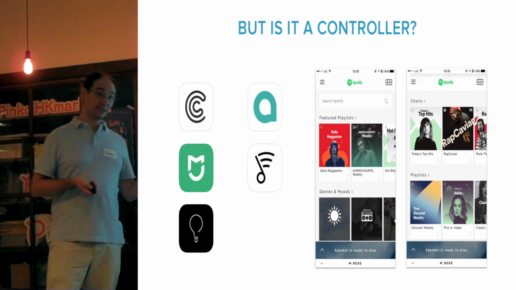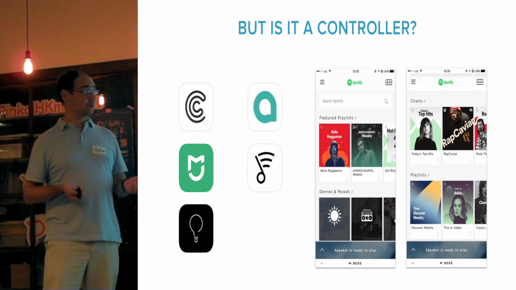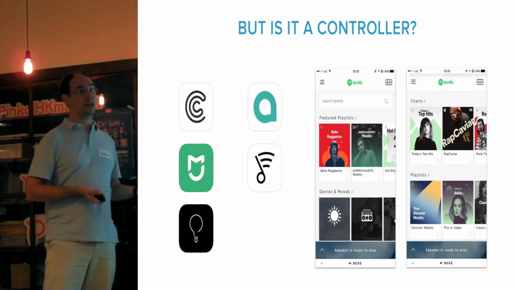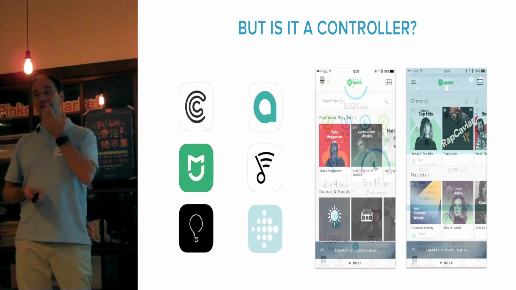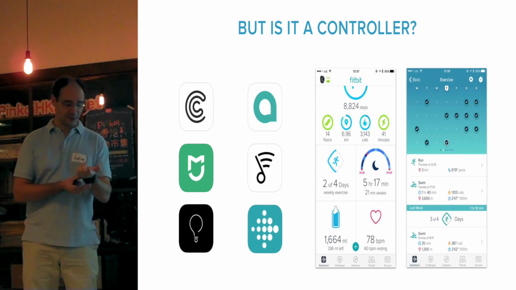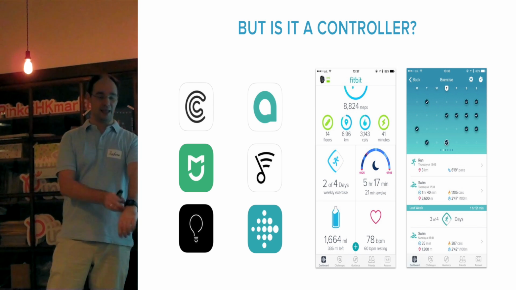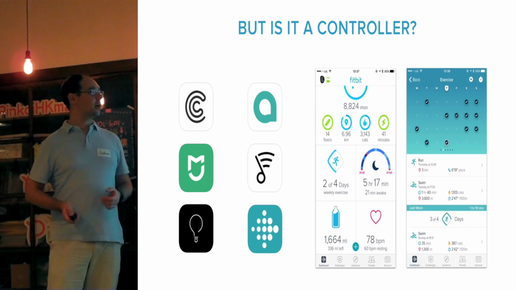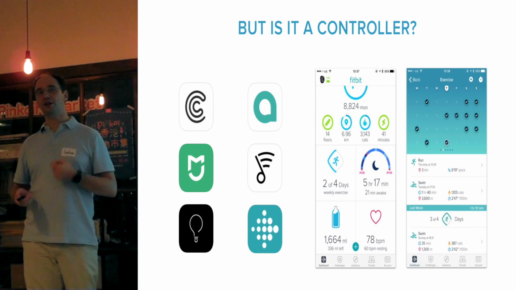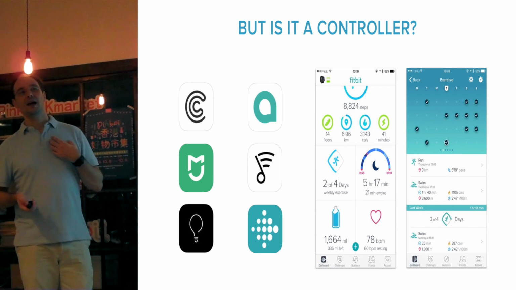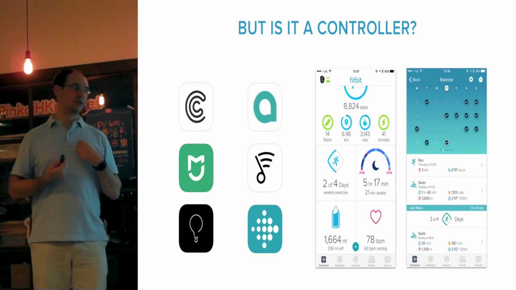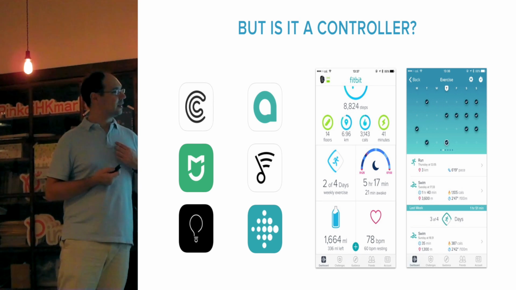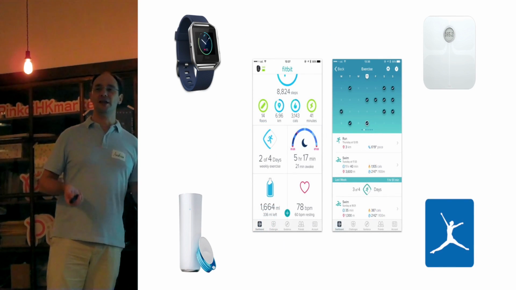Well, my next example is a bit surprising. You all know it. It's the Fitbit app. And yes, of course, the Fitbit app controls my Fitbit watch. But really, when I started to think about it a bit deeply, I realized how much not a controller it is. For example, let us look at my usage.